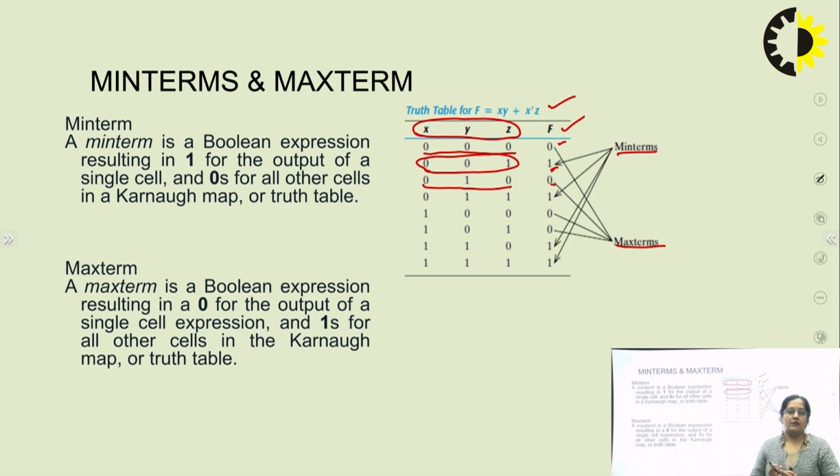First of all, we have to find whether we are going for SOP form. Then we will go with the grouping of ones. If we are going to minimize the K-map for POS form, that is product of sum form, then we are going to group the zeros.